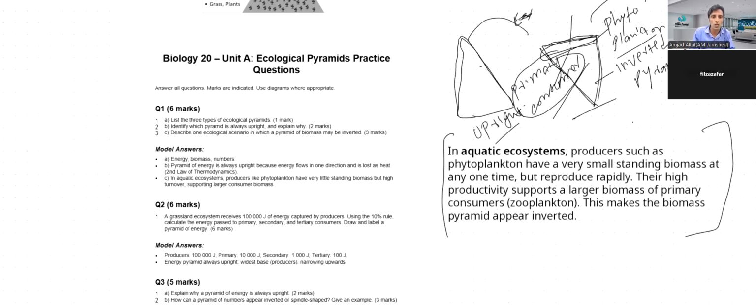Good. So the second question is: a grassland ecosystem receives 100,000 joules of energy captured by producers. Using the 10% rule, calculate the energy passed to primary, secondary, and tertiary consumers. Draw and label a pyramid of energy. It's a 6 mark question.